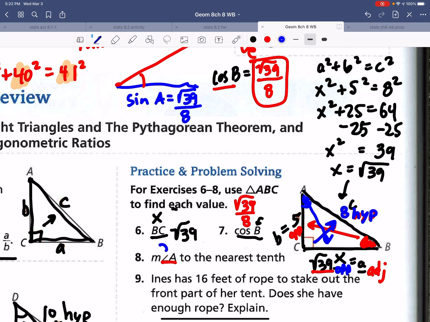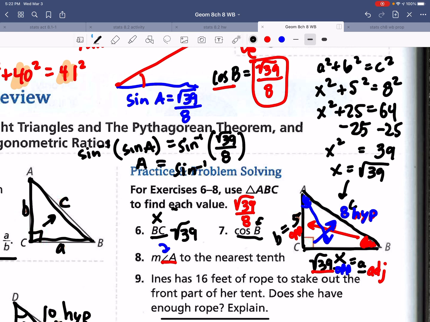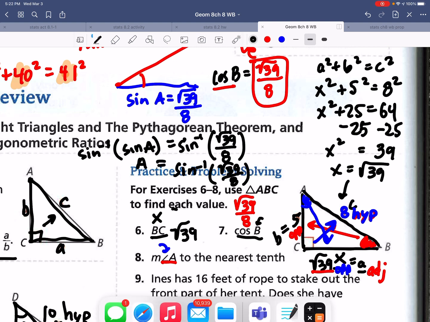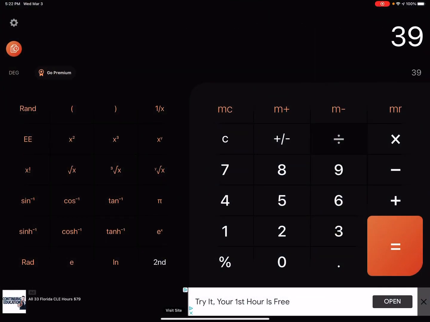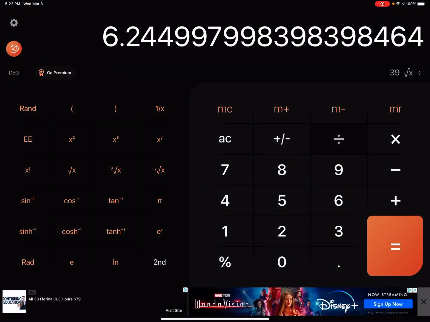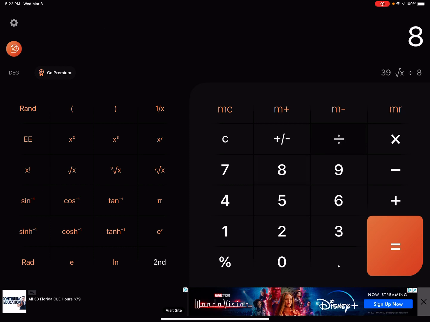Now notice I need to solve for the missing angle. So that means I should take the inverse sine to both sides. So the inverse sine, square root of 39 over 8. Okay, so the left side just turns into A, and the right side turns into this inverse sine of the square root of 39 over 8. Okay, so let's type that in our calculator. So square root of 39, and then we divide by 8.